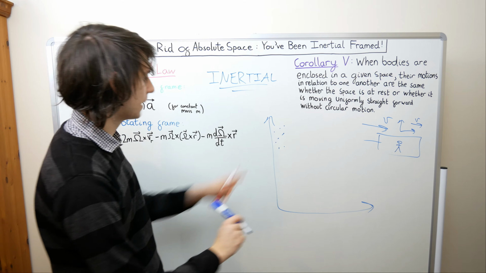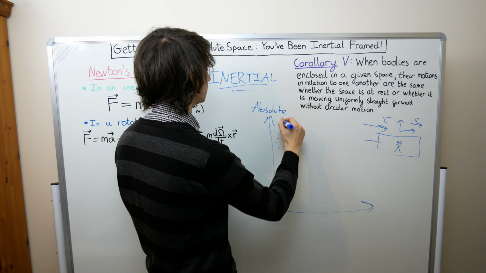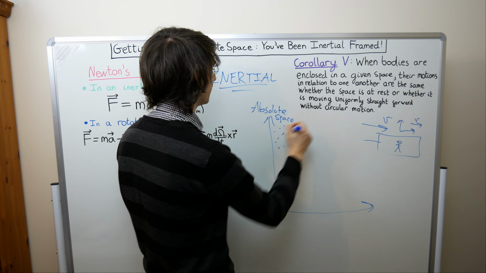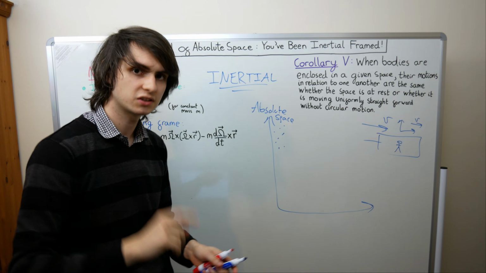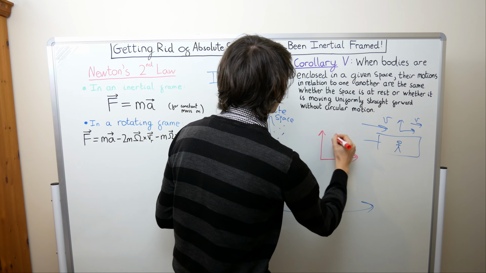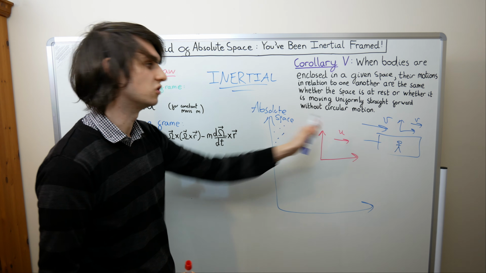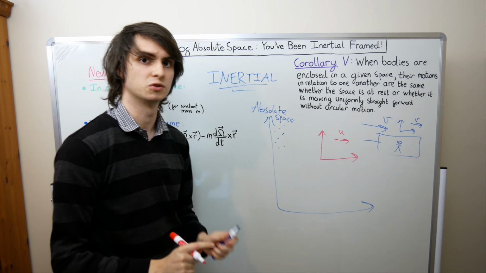We have our absolute space frame here. So this is absolute space. It's the frame in which the points of absolute space are at rest. Now let's take a new frame, which is moving at some speed u. It's moving in a straight line with a constant speed u relative to the points of absolute space.